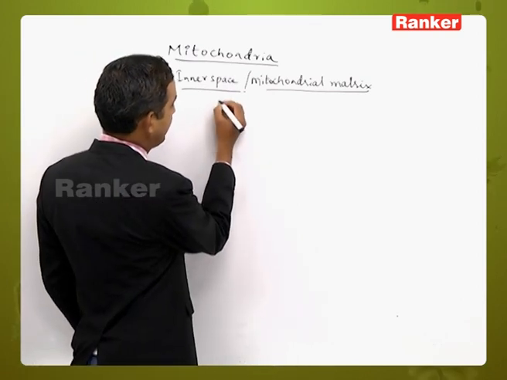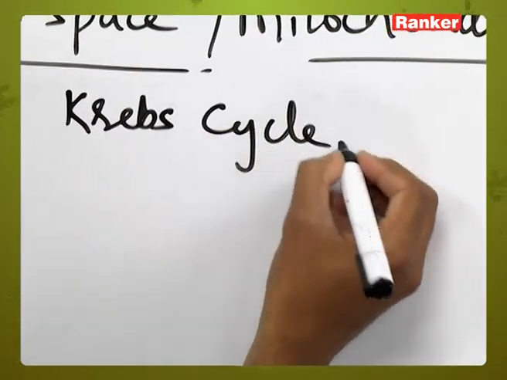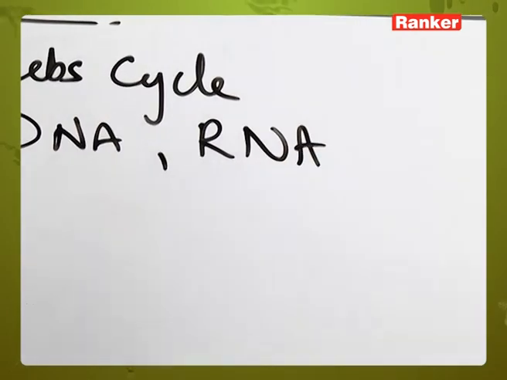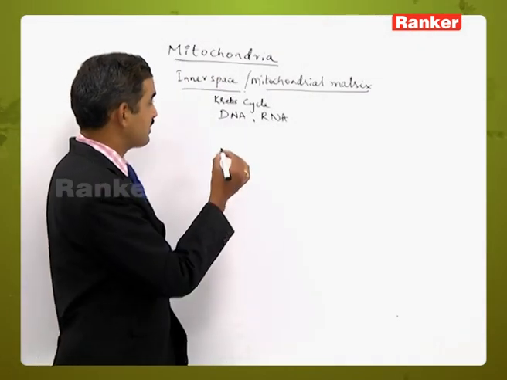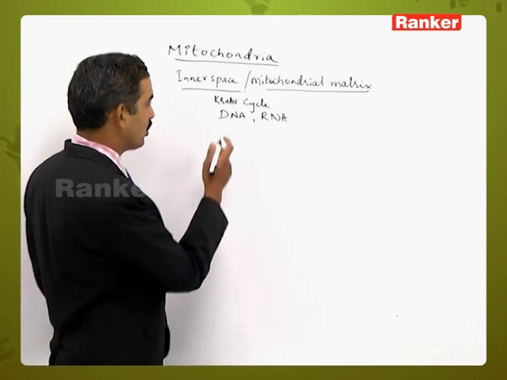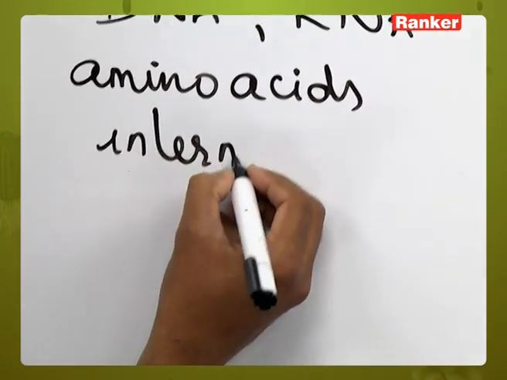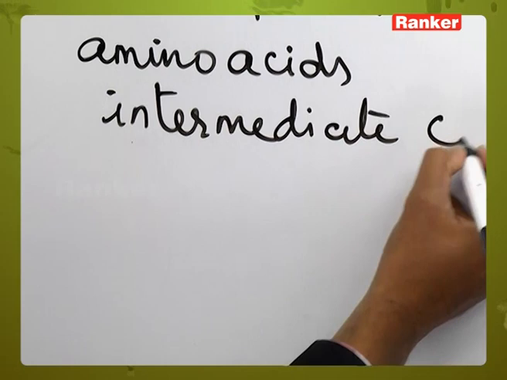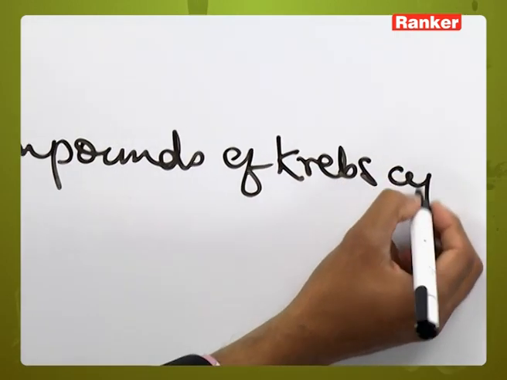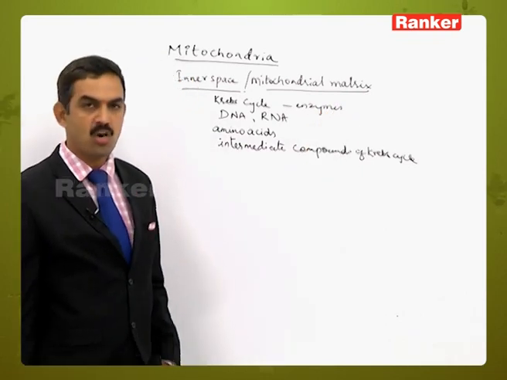So this part contains various types of enzymes related to the Krebs cycle, except succinic dehydrogenase enzyme, and DNA, RNA, various types of inorganic materials are also present. So this is the one where the Krebs cycle is taking place. All the enzymes except succinic dehydrogenase are present. It is also the one where various types of amino acids are present, and intermediate compounds of Krebs cycle are also formed inside them. The enzymes of Krebs cycle and also the intermediate compounds are present in the mitochondrial matrix.